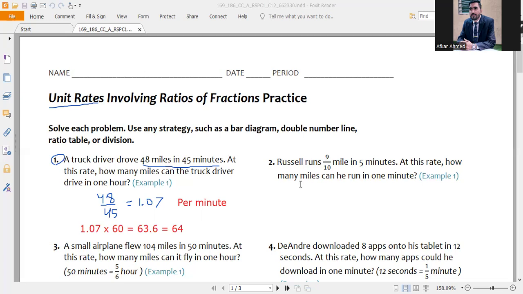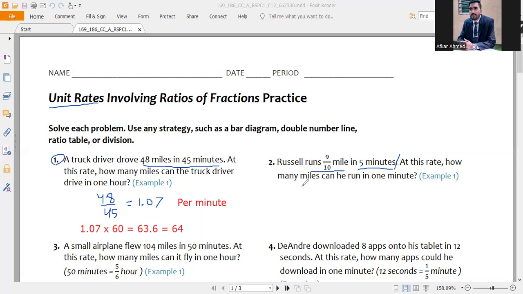The same we will do for question number two. But question number two, actually, it's a fraction. If you look here, Russell runs 9 over 10 miles in 5 minutes. So we have given that this is the number of miles in 5 minutes. We want to calculate it first for 1 minute. Then we will use this rate for the next part of the question. So I will stop here until this point.